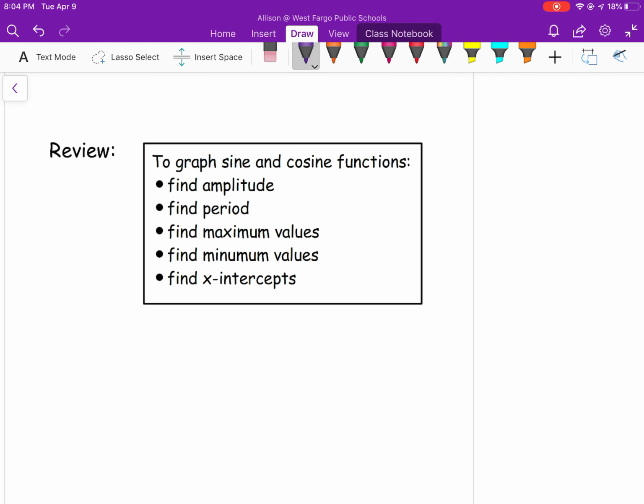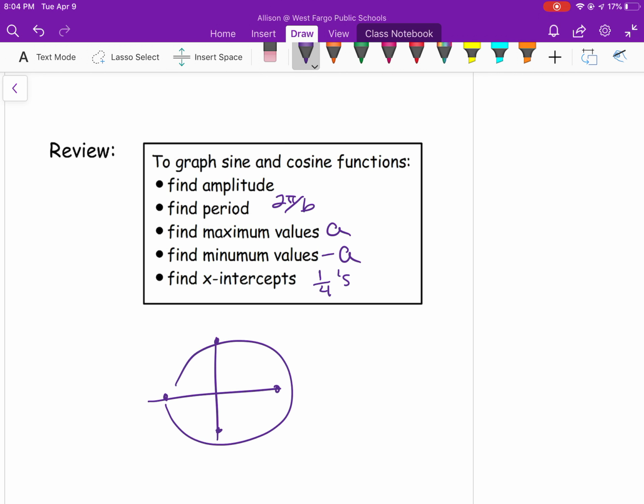So to graph the sine, and we're going to talk about cosine in the next video, find the amplitude, find the period using the 2 pi over b. Maximum values are your a, minimum values are your negative a's. Find your x-intercepts by cutting the graph into fourths and then counting by that, using your unit circle pattern to make a full loop around the circle. I should have started here and then all the way around 360 degrees to make one cycle of the graph.